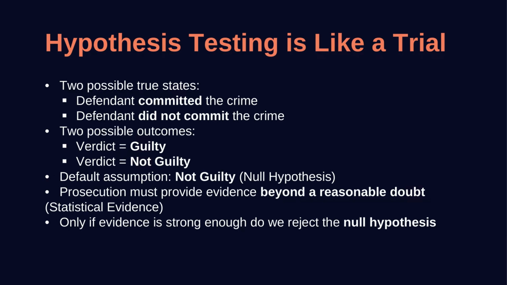Hypothesis tests are often like criminal trials. There are two possible states. Either the defendant did commit the crime or they didn't. And there are two possible outcomes. The jury finds the defendant guilty or not guilty. At the start of the trial, we assume that the defendant is not guilty. It is up to the prosecution to present strong enough evidence, called beyond a reasonable doubt, to convince the jury otherwise. In the same way, in hypothesis testing, we start by assuming that the null hypothesis is true, and only reject it if the data provides convincing evidence against it.